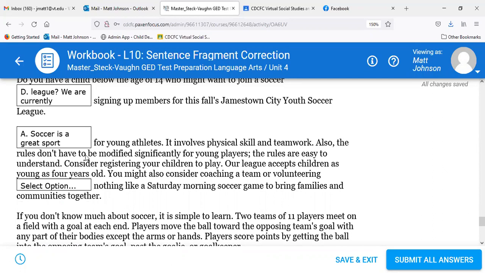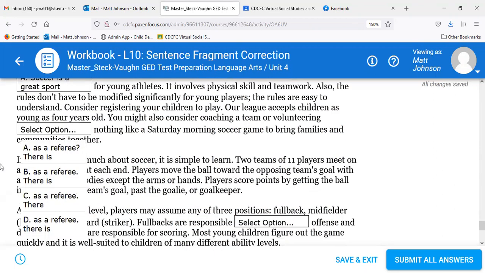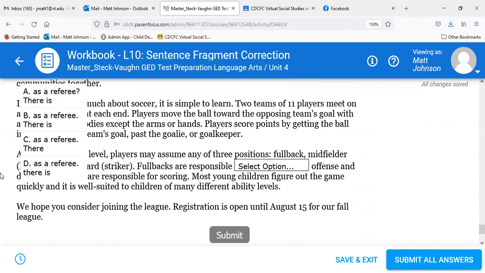It involves physical skill and teamwork. Also, the rules don't have to be modified significantly for young players. The rules are easy to understand. Consider registering your children to play. Our league accepts children as young as 4 years old. You might also consider coaching a team or volunteering as a referee.